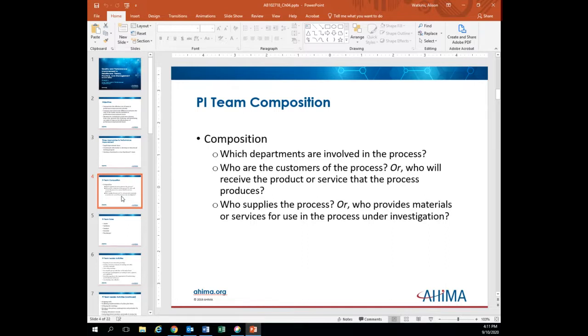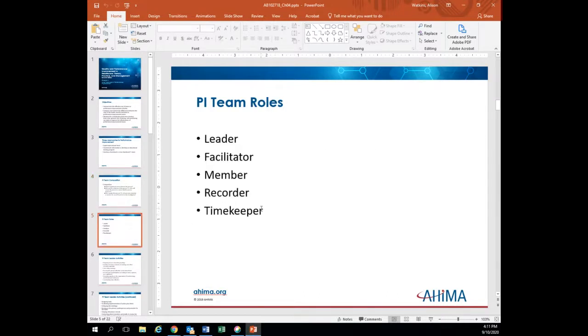Sometimes you have to make decisions. You've got really good people in departments, but sometimes you can only pick one representative from that department. Another thing that has to be considered is who will serve in what roles on the performance improvement team. All teams need a leader, so that leader needs to be selected.